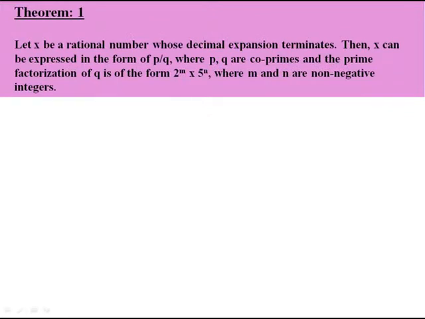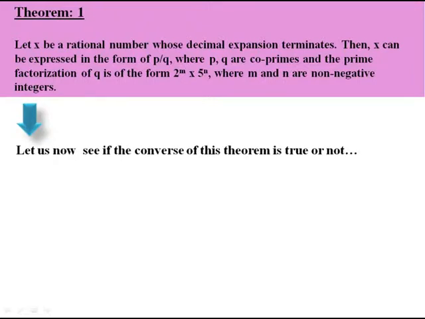Theorem 1. Let x be a rational number whose decimal expansion terminates. Then x can be expressed in the form of p by q, where p and q are co-primes, and the prime factorization of q is of the form 2 to the power of m into 5 to the power of n, where m and n are non-negative integers. Let us now see if the converse of this theorem is true or not.